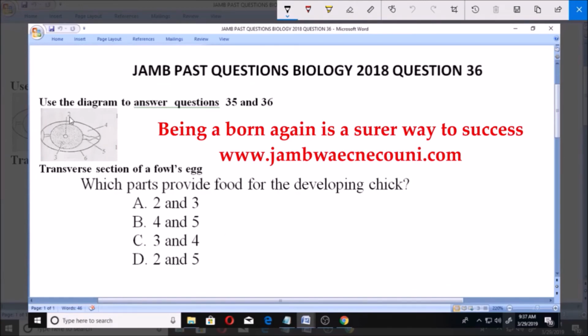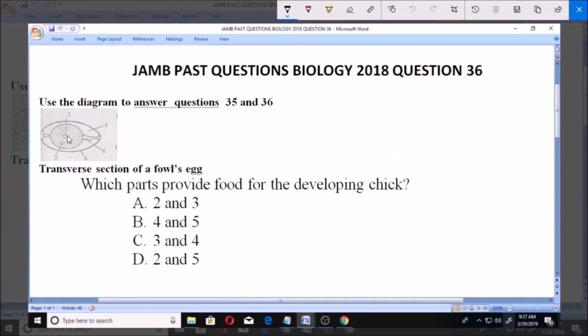You can see here you have 2, which is the embryo. You have 3, which we can see from here. We have 4, the abdomen. We also have 5, we have 6. So which part provides the food? The albumen, also known as the egg white, provides food, mainly proteins and salts and water.